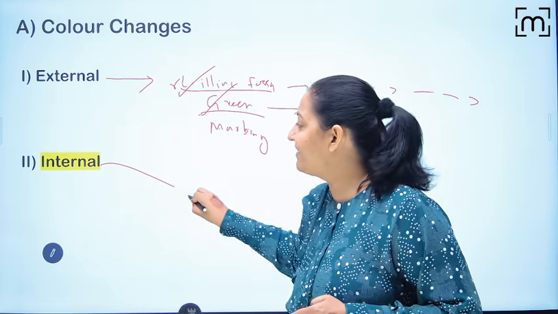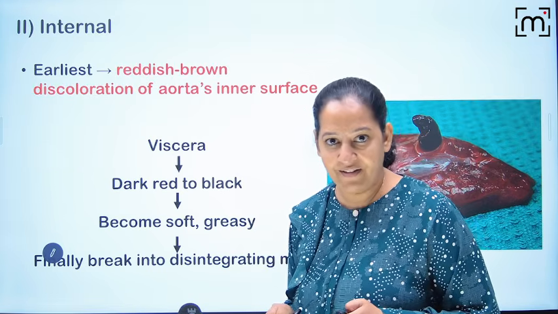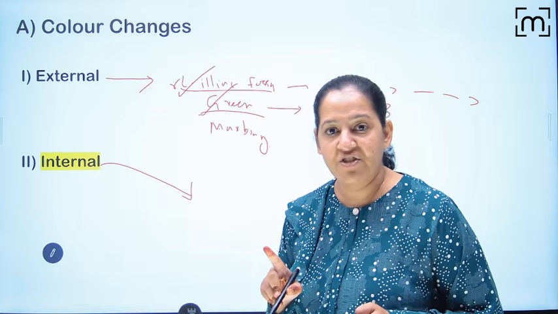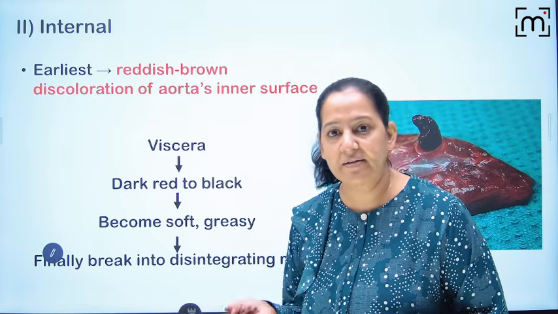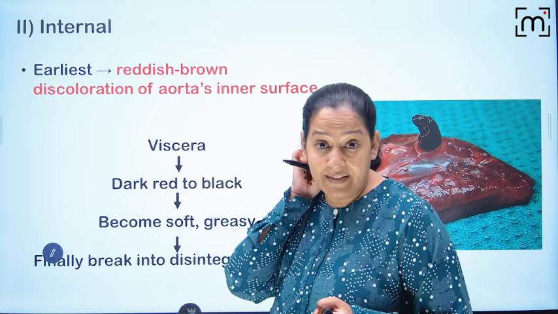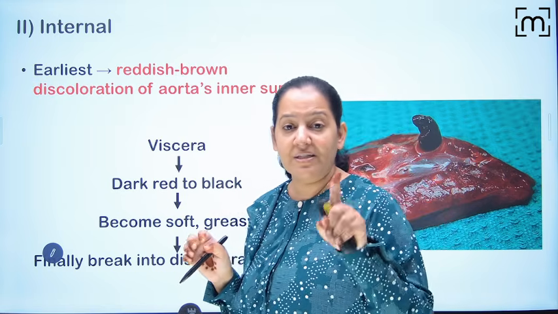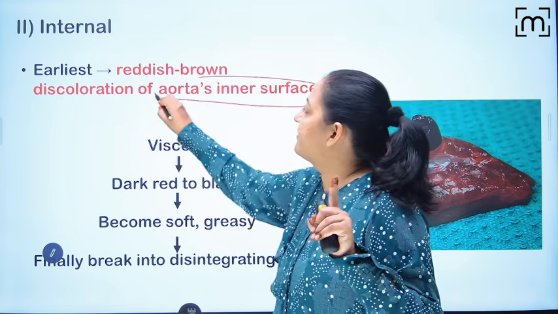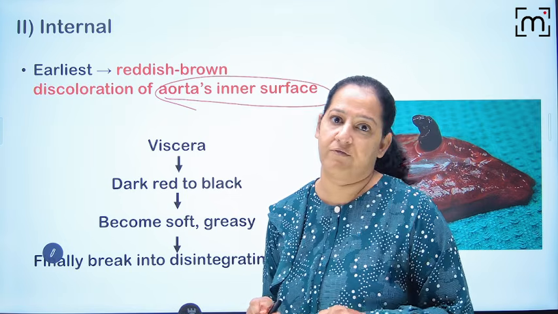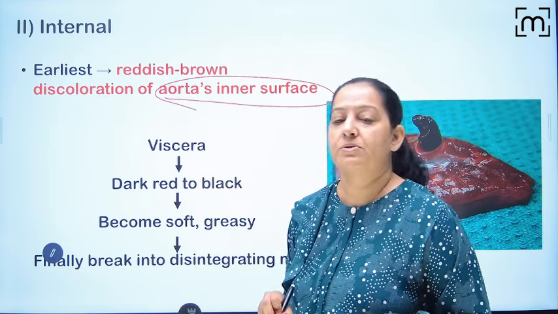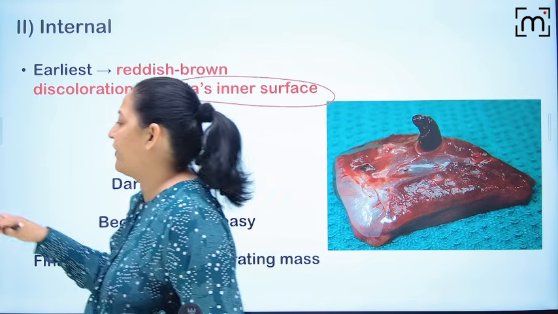Now coming on to internal color changes. Putrefaction color changes occur not only externally, they occur internally also. Internally also, the blood vessels get destroyed and internal organs get colored. The first internal organ which gets colored is the inner surface of the aorta. First external is the right iliac fossa, and first internal is the inner surface of the aorta. So learn the first external and first internal for your MCQs.